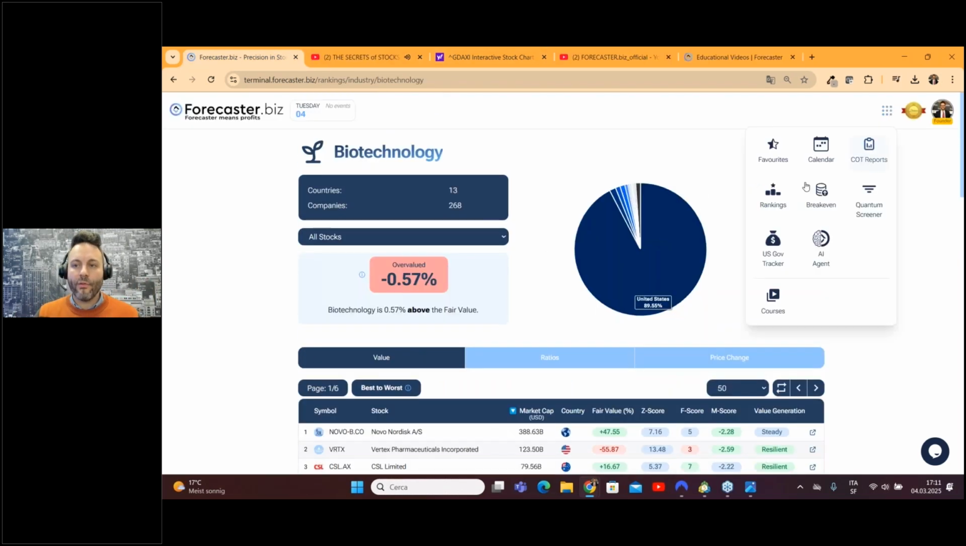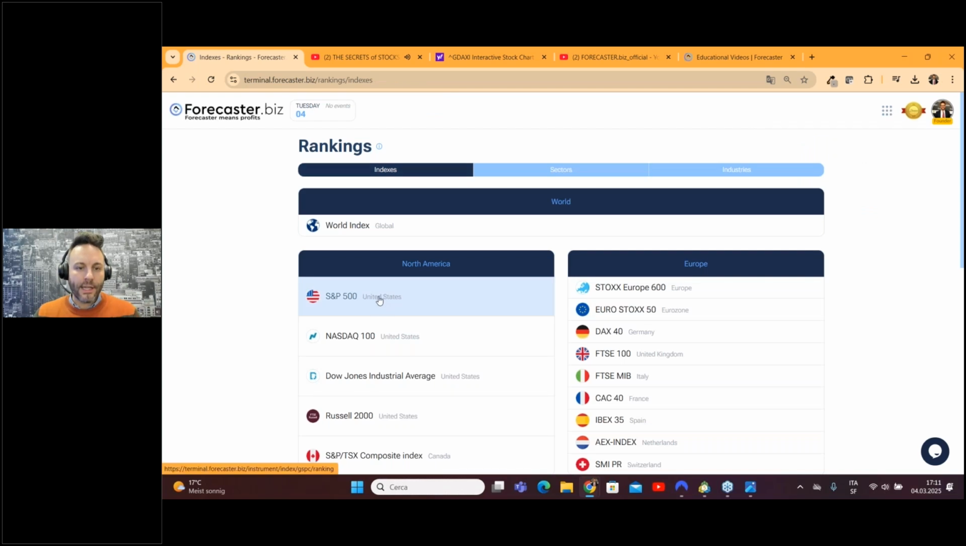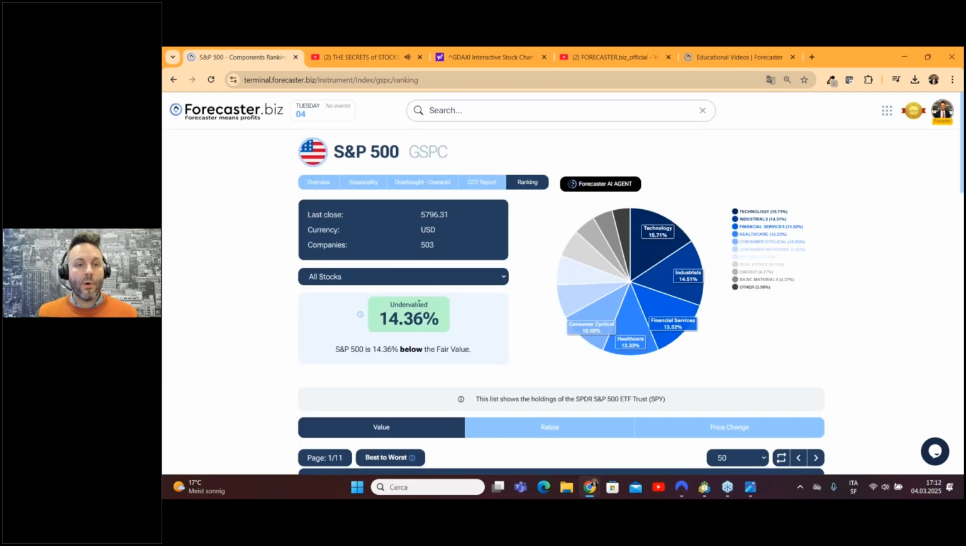This is something, of course, you can do also with the indexes. For example, at the moment, the S&P 500 is undervalued by 40%.